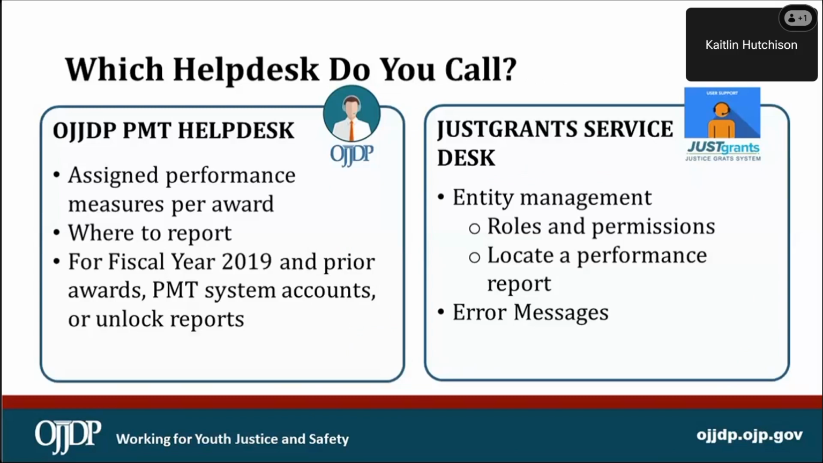Since there are two help desks, it can get a little confusing. So, again, for the OJJDP PMT help desk, you can call us for assigned performance measures, where to report, and if you have a fiscal year 2019 or prior award, you can call us for PMT system accounts or unlock reports. And for the Just Grant service desk, again, you'll want to call them for entity management, changing roles and permissions, locating performance reports, or error messages.